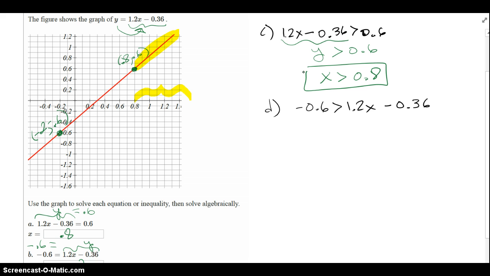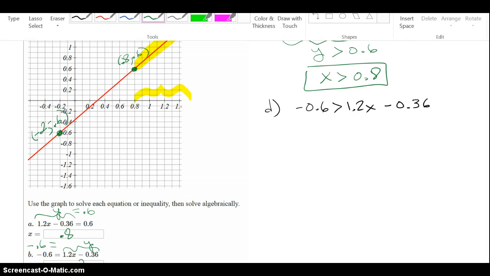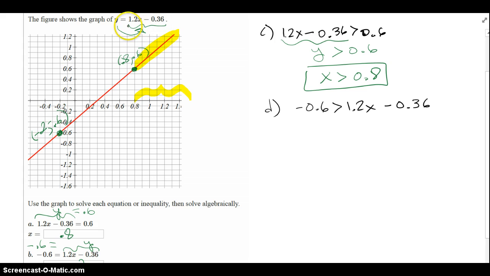Now part D says, when is this statement true? So let's go figure it out in terms of the y that was given to us originally, the way they defined the equation. Remember, y was equivalent to this expression right here from up above. So I'm going to replace that with y, and it says, when is y less than negative 0.6?